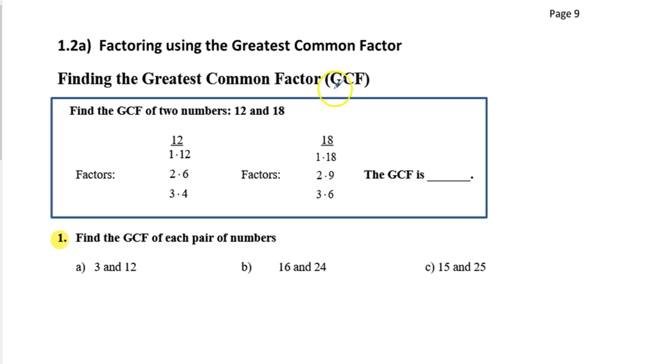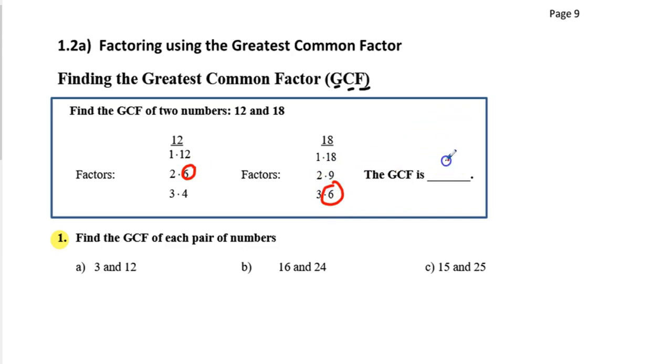So GCF, greatest common factor. One way to do it is just to list out all the factors, all the numbers that go into a particular number. These are all the factors of 12. These are all the factors of 18. So what I want you to find is the greatest common factor, the biggest number that goes into both. As I'm looking through this, I should be able to find 1's in common, 2, 3, 6. It looks like the greatest common factor is 6, the biggest number that goes into both.